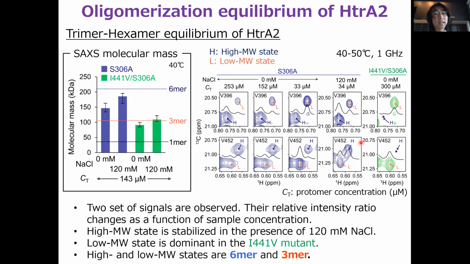To rigorously assign these oligomeric states, we analyzed small-angle X-ray scattering and calculated the molecular masses of these proteins. The molecular mass of the wild-type protein was in between trimer and hexamer, while the molecular mass of this I441V mutant was consistent with the trimer. From these results, we concluded that the H and L states represent hexamer and trimer, respectively.